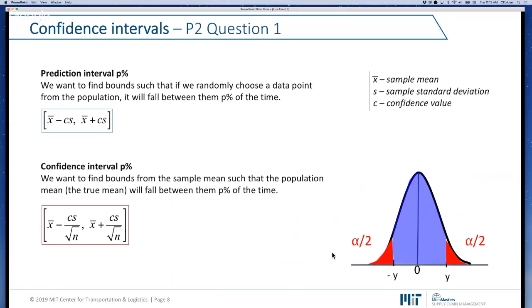So a prediction interval is just like a random variable. We want to know if it falls between 2 values a certain percentage of the time. And for the confidence interval, we're talking about finding some values that bound the population mean, the true mean, based on sample values.